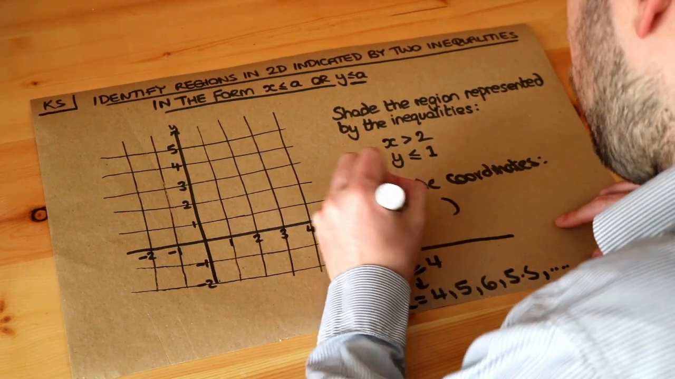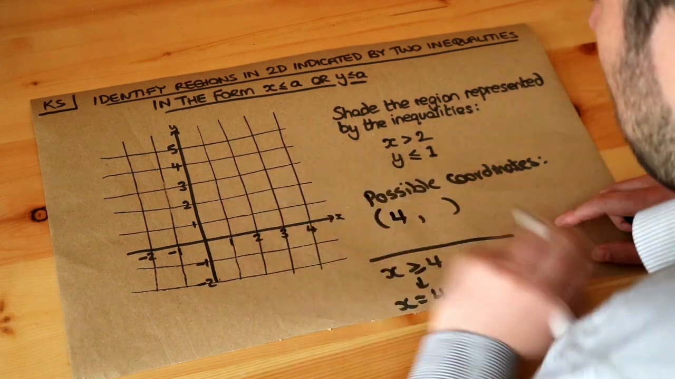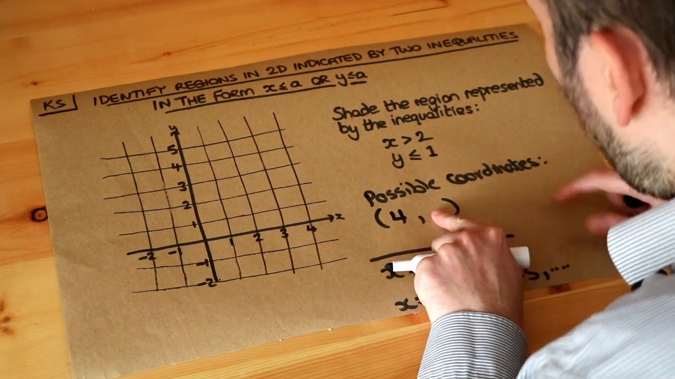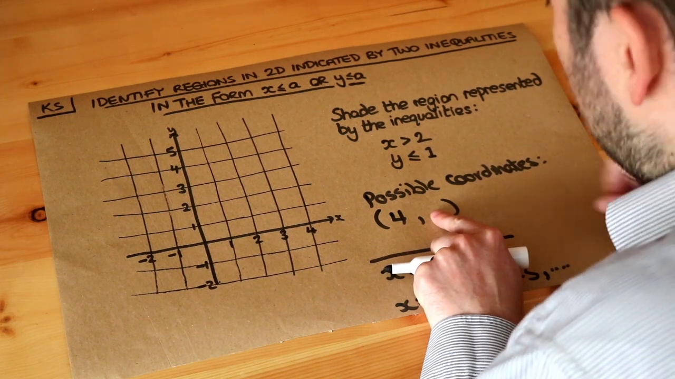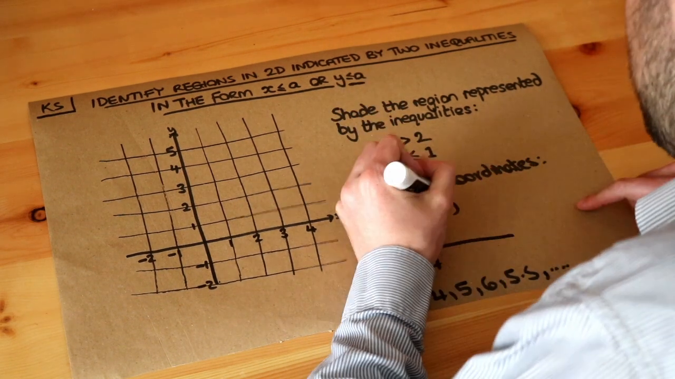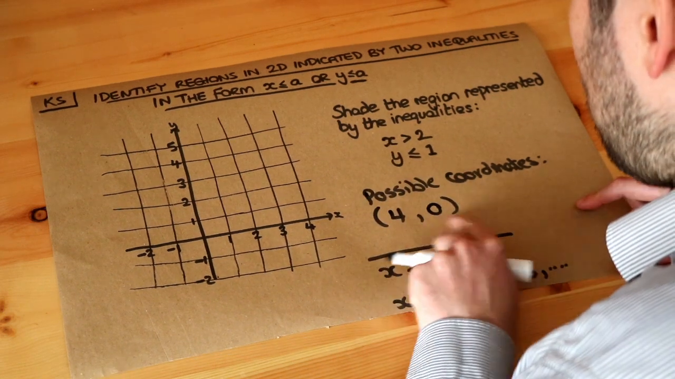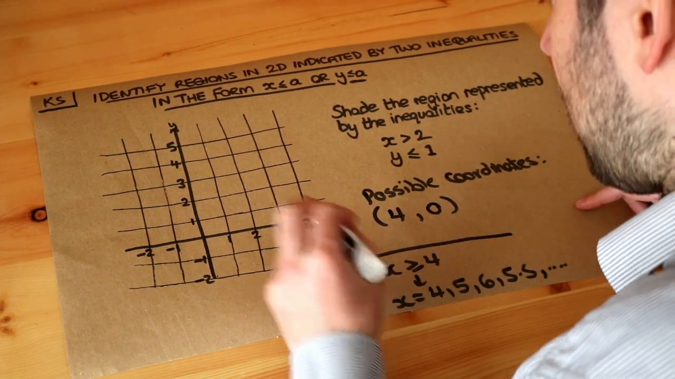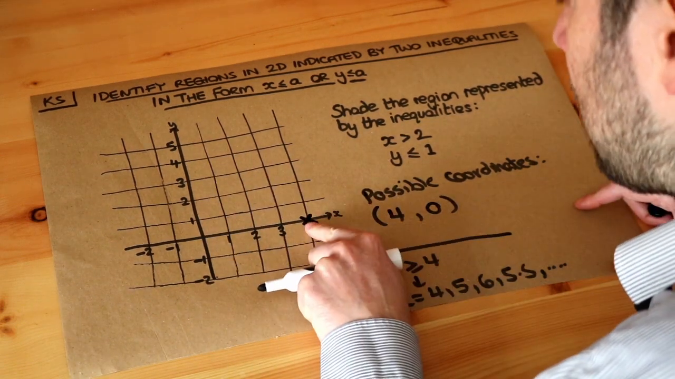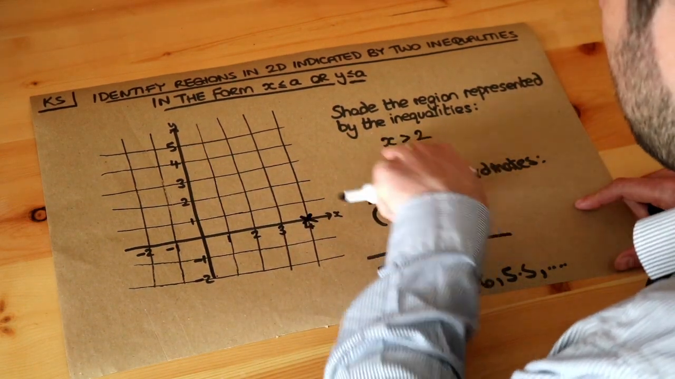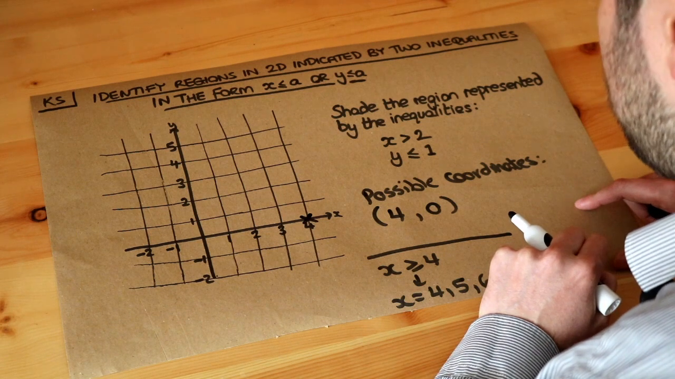So think of any x value which is greater than 2. Well, 4 is greater than 2, for example, so that will do. And we've also got to make the y value less or equal to 1. Can you think of a value of y that could be less or equal to 1? Well, 0 is less or equal to 1, so we could get the point (4, 0). If I put a little cross at the point (4, 0), it's here. So this point would satisfy both of these inequalities.